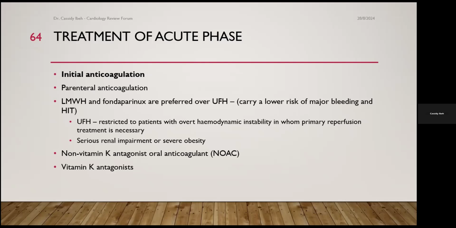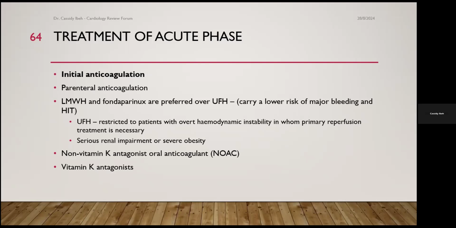Okay, now the use of unfractionated heparin is restricted to patients with overt hemodynamic instability in whom primary reperfusion treatment is necessary because of its short acting. So you want to use that in case you want to carry out some interventions. Now, it can also be useful in serious renal impairment or severe obesity.